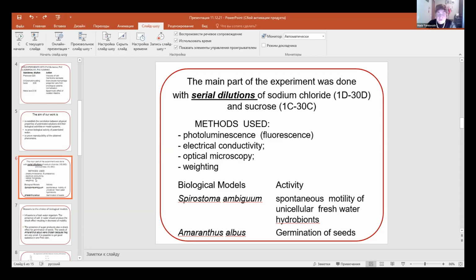Germination was observed in disposable small plastic petri dishes containing 30 seeds and 2 milliliters of the investigated solutions. The main part of both experiments was done using serial dilutions from 1D till 30D or from 1C till 30C dilutions of sodium chloride and sucrose.